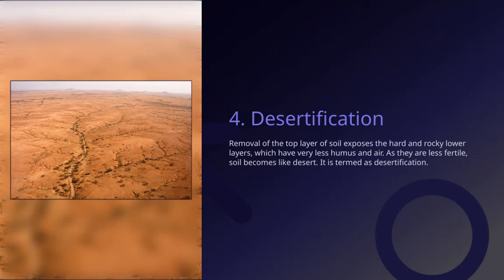When the top layer of soil is removed, it exposes the harder, rockier layers underneath. These lower layers contain very little humus and air, making them much less fertile. Because of this, the soil starts to resemble a desert, dry, barren, and unable to support plant life. This process is what we call desertification. It's a significant issue because it directly affects soil health and agricultural productivity, which ties into our overall discussion on environmental challenges and the importance of sustainable land management.